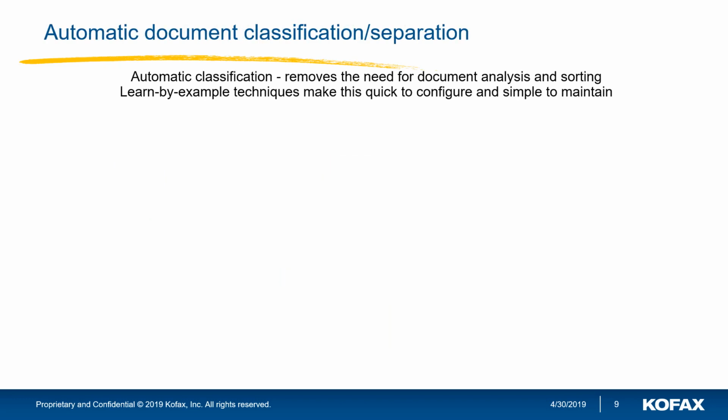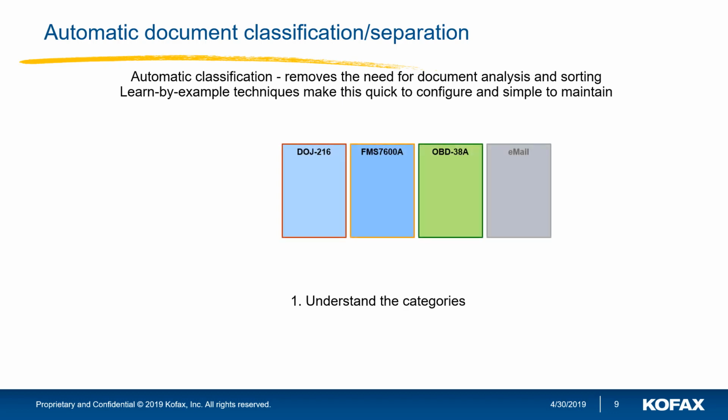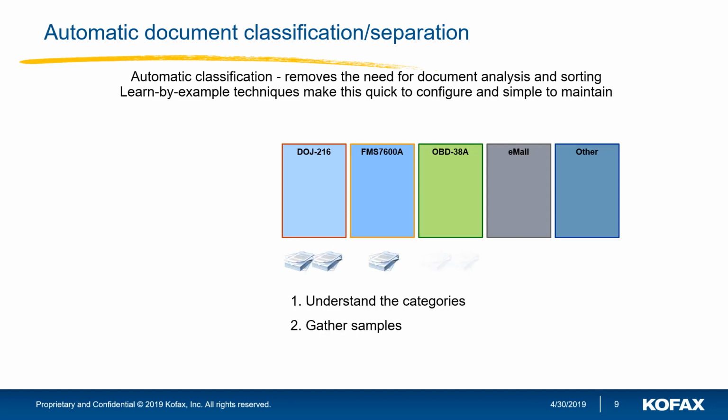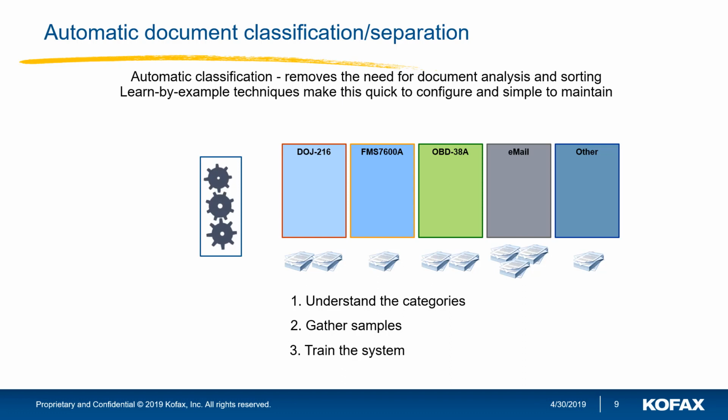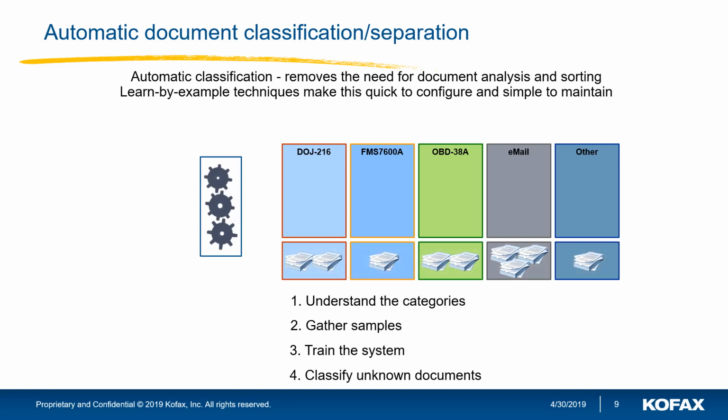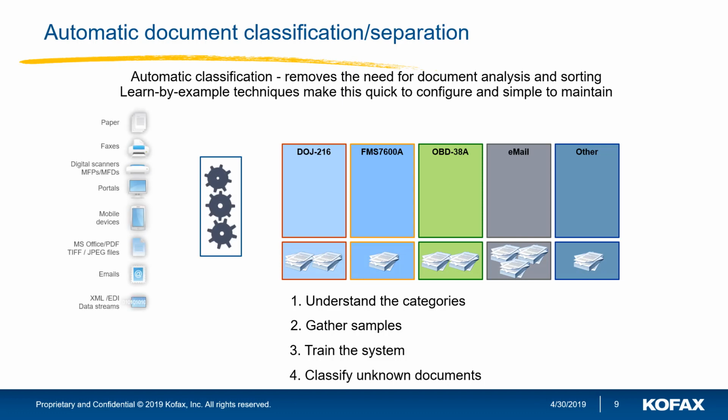Another aspect of the machine learning is identifying the documentation, or classification of the documents. The first thing I have to do is understand what documents I'm working with. So I have these 216s, 7600s, 38s; those are different document types. Then I put some samples together and use those samples to train the system. So I tell the system, these are 216s, these are 7600s, these are 38s. And once I tell the system once, I can then introduce other documents and it will recognize and classify them accordingly.